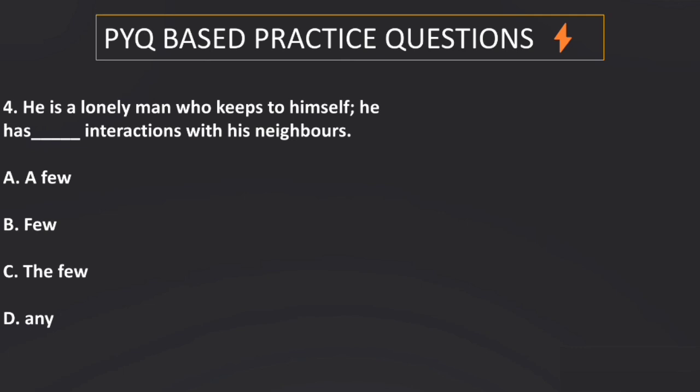So what do you feel through this question when you read it? If we read it again, we can find two words, lonely man. These words themselves imply a negative tone: a lonely man who keeps to himself. It means he has a negative interaction with his neighbors, a disappointing or negative sense. So we should use few, because few is used with negativity. That's why few is the correct option here. Few interaction with his neighbors. And the remaining options are incorrect. He is a lonely man who keeps to himself.